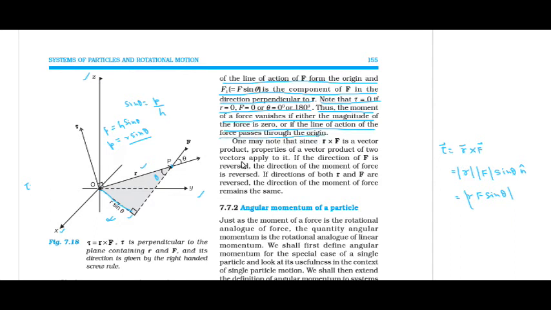Now, one may note that since r cross F is a vector product, properties of the vector product of two vectors apply to it. If the direction of F is reversed, the direction of moment of force is reversed. If the directions of both r and F are reversed, the direction of moment of force remains the same.